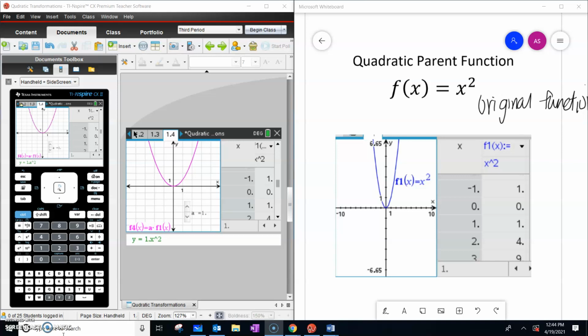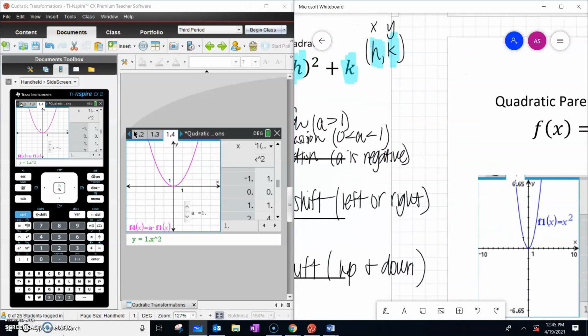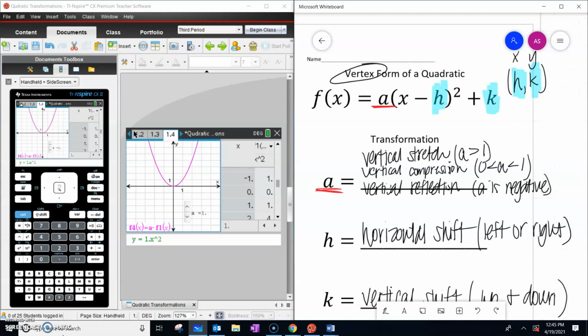So when we say x squared, that's going to be our original function that we're starting with. And from there, we're going to be performing our different transformations. We're going to have our equation in vertex form, and vertex form is f of x equals a times (x minus h) squared plus k. Vertex form also gives us our vertex. So where it says h and k, that's going to be the coordinates of our vertex.